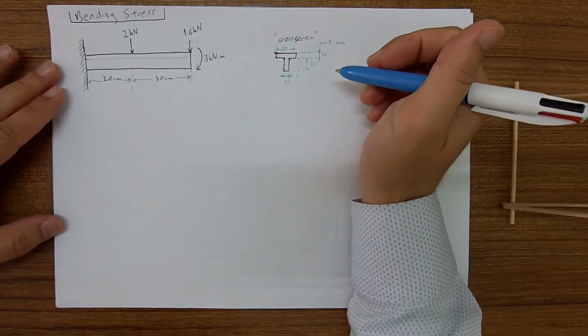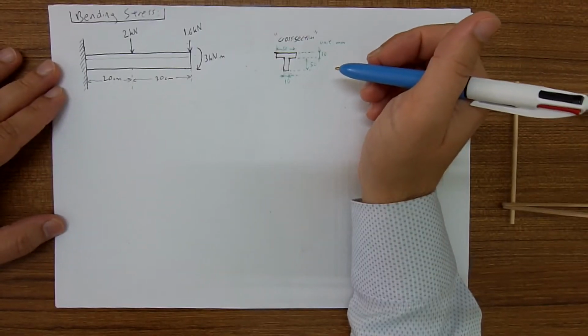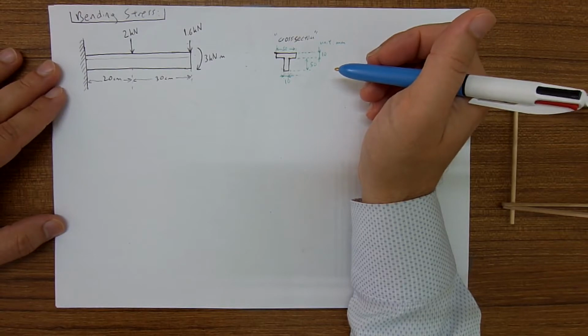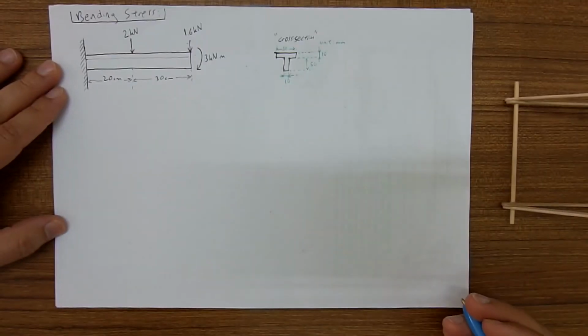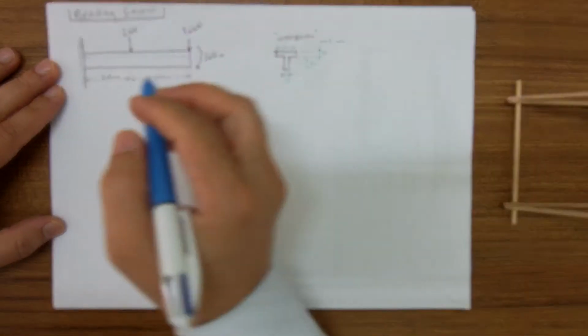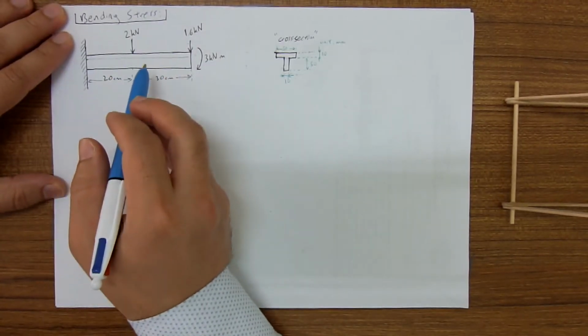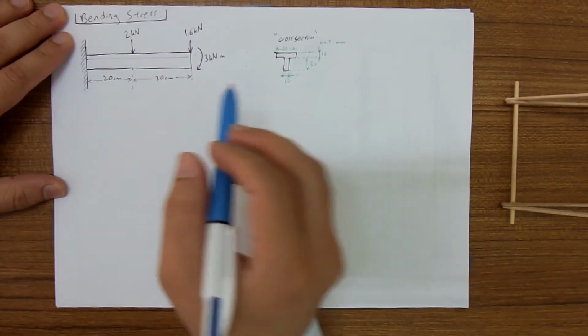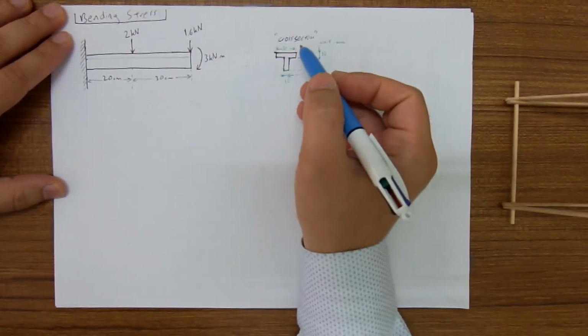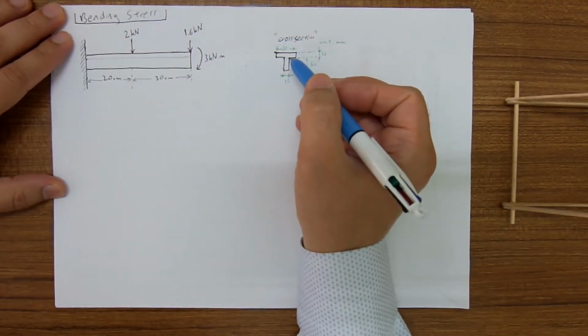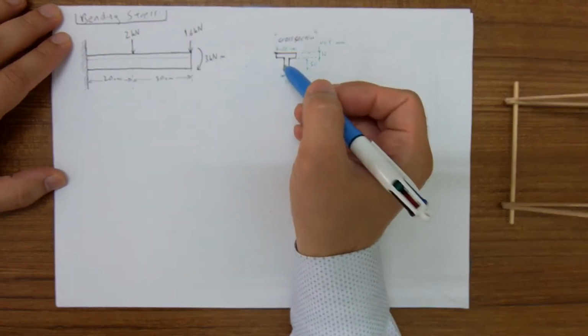Hello everyone. In this lesson we are going to find bending stress on a beam that is under loading. You see a beam here with the loading conditions shown and the dimensions shown. You can see the dimensions of the cross section of the beam.